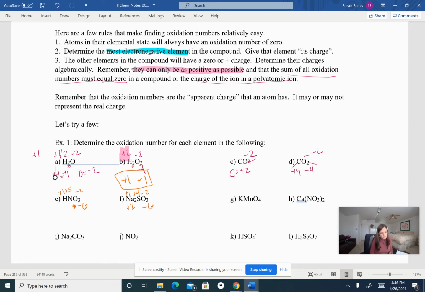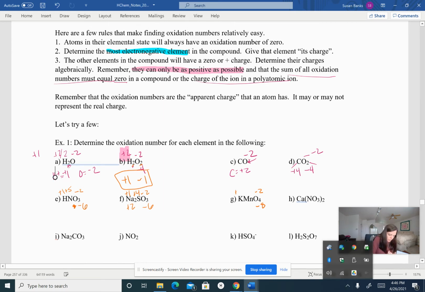Try this next one: potassium permanganate. We're going to start once again with oxygen. Oxygen is a -2. I've got 4 of them, so that gives me a grand total of -8. Potassium is in that first column, so it's going to have a charge of +1. We only have 1 of them. So let's see, +1 plus -8 gives me a -7. So what plus -7 gives me 0? +7.